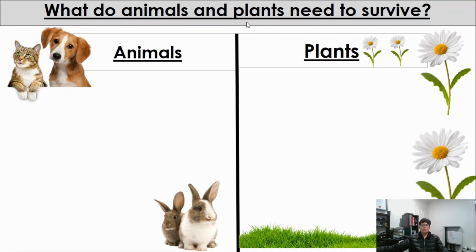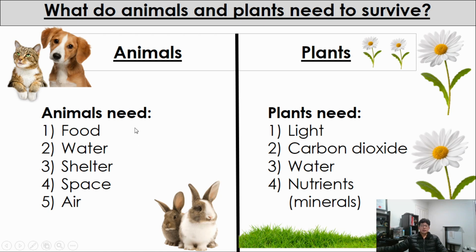Alright, let's start off by brainstorming a bit about what animals and plants need to survive. You can either write these in your books, or if you're watching it on Pear Deck, a question will appear and you can just type it on there. I've got a sample list of what animals and plants need to survive on this next slide. Your answers aren't limited to this. You can have answers outside of this, but this is once again just a sample for you to look at. So let's quickly go through these.